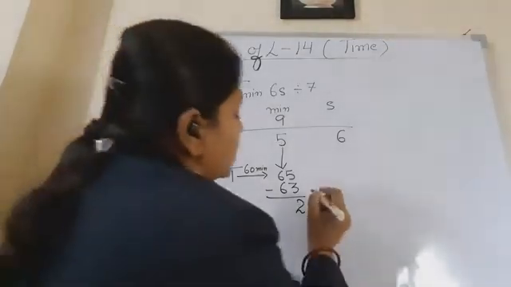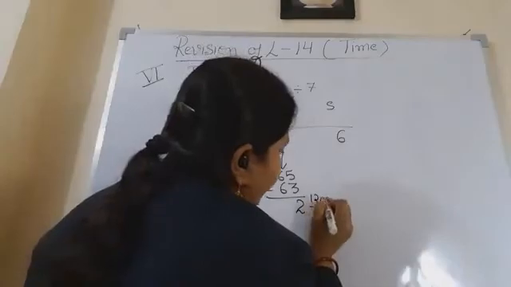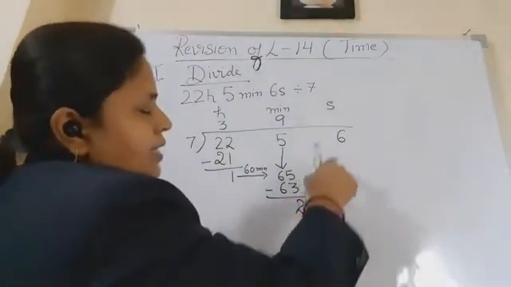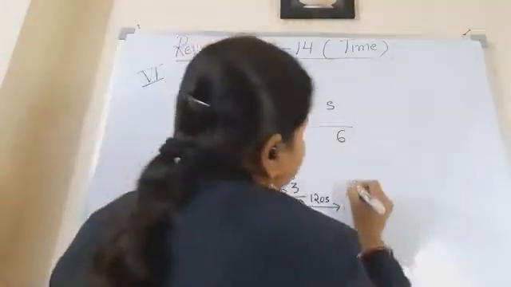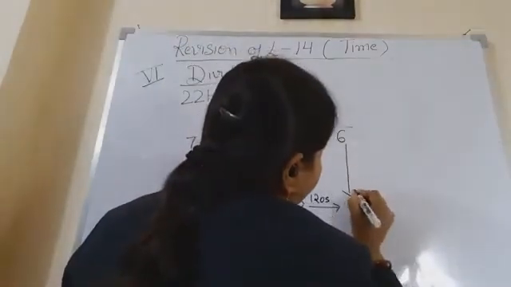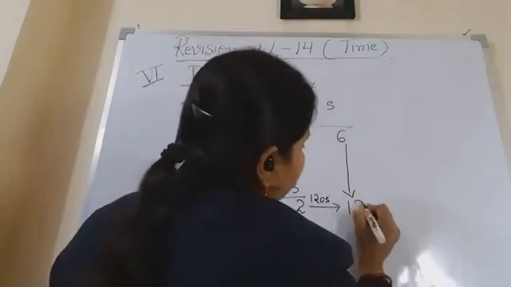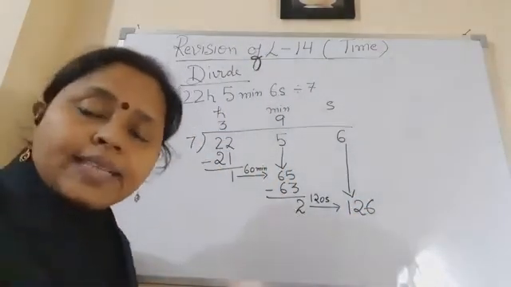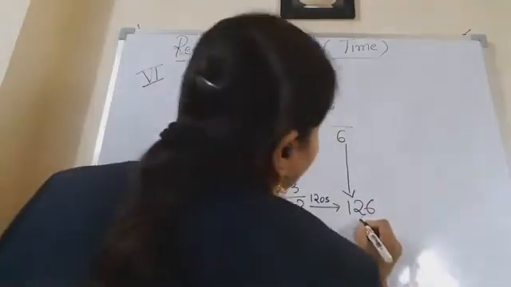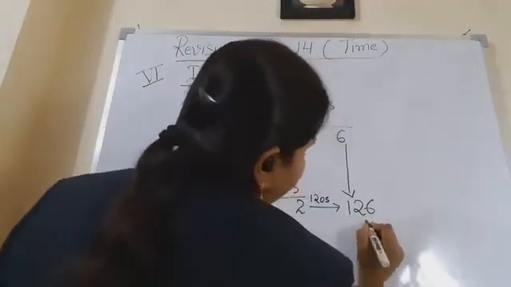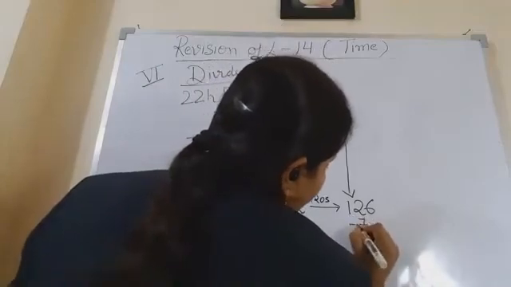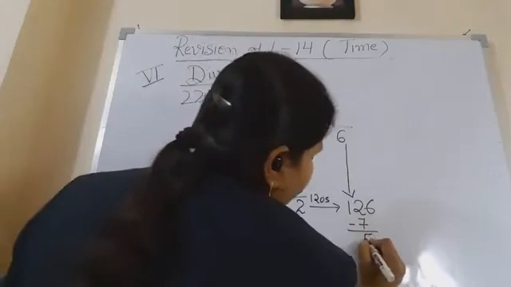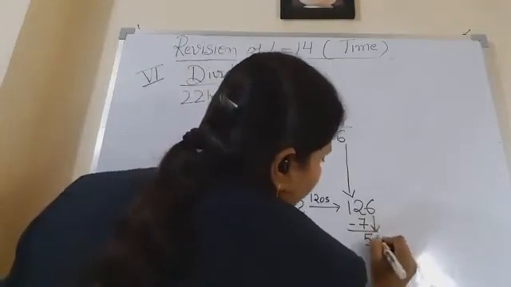So 2 minutes is equal to how many seconds? 120 seconds. So now this 120 seconds will go to the second column, and we will add 120 seconds and 6 seconds, and it will become 126 seconds. And now we have to divide 126 seconds by 7. First of all, we will divide 12 by 7. 7 ones are 7. We will write 1. Then 12 minus 7 is 5. And this 6 will be carried down.